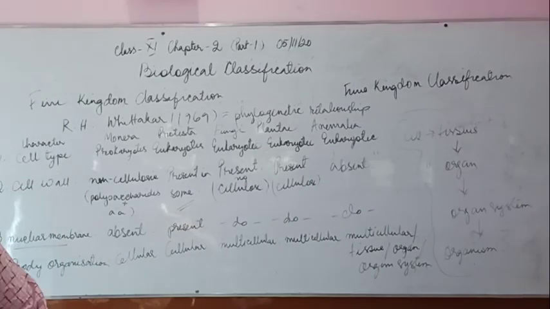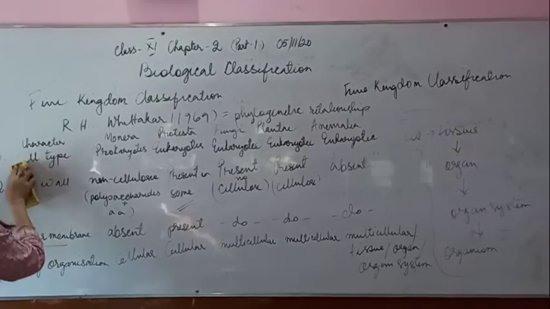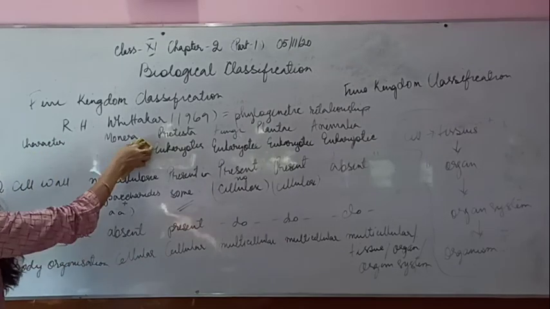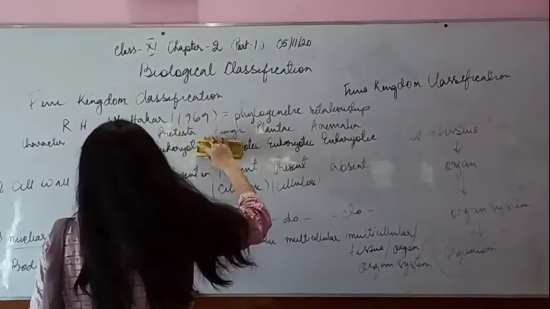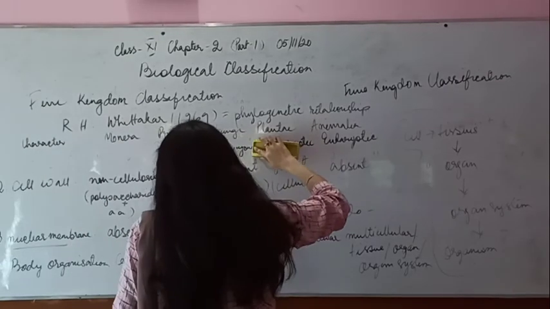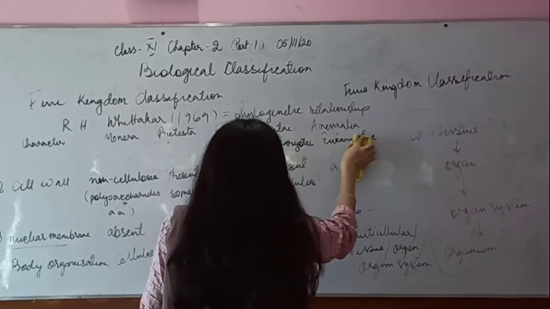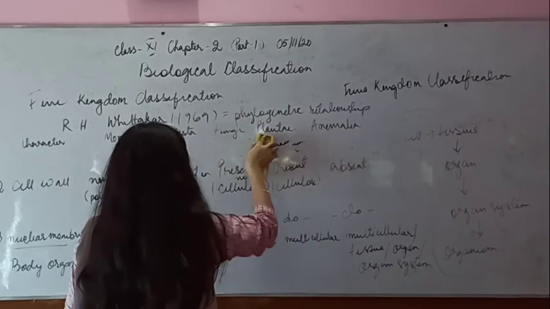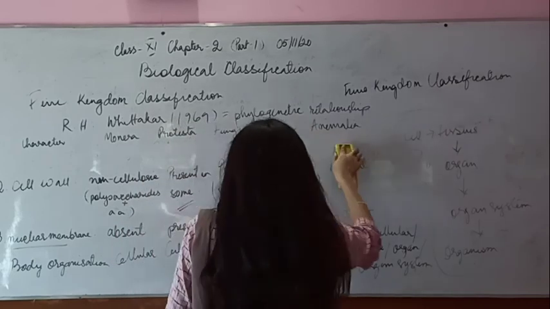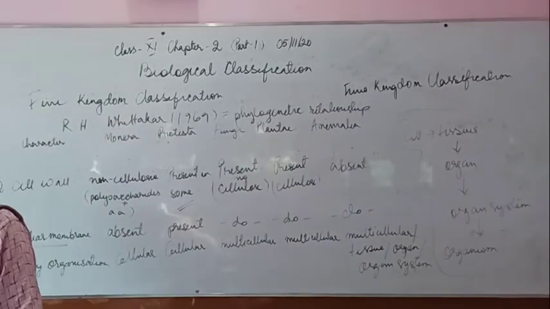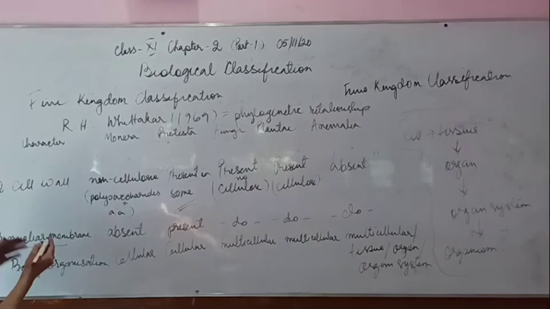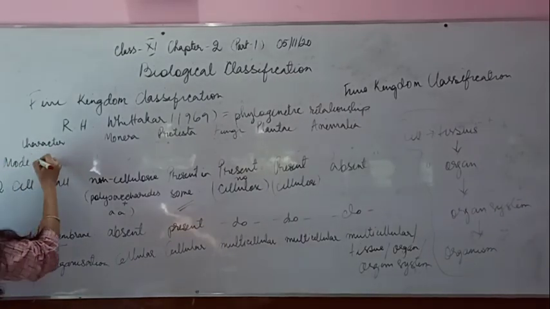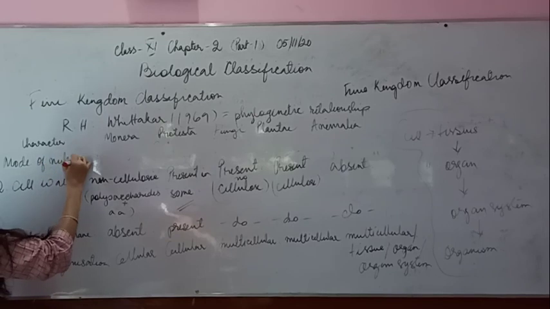So the last character that is taken into consideration in the 5 kingdom classification is the mode of nutrition. So in the 2 kingdom classification, mode of nutrition was also taken into consideration. However, it was a very broad type of classification. So let us see the 5th character called the mode of nutrition.